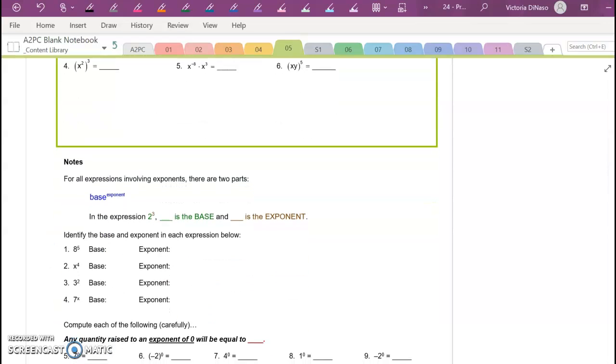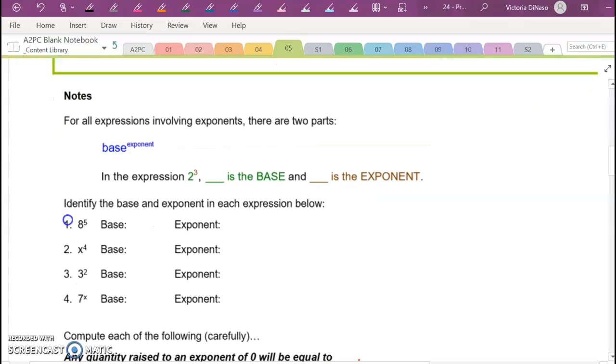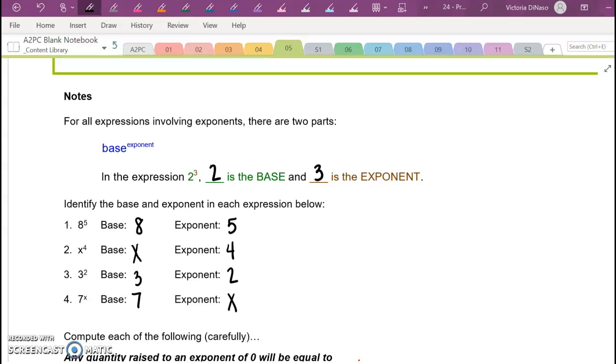So for our notes. For all expressions involving exponents, there's 2 parts. There's the base and then the exponent. So in the expression 2 cubed, we have 2, that's the base, and then 3, that's the exponent. So go ahead and identify, based on 2 cubed, the base and the exponent for each expression below. Numbers 1 through 4. So hopefully you pause the video and you have these as the answer.